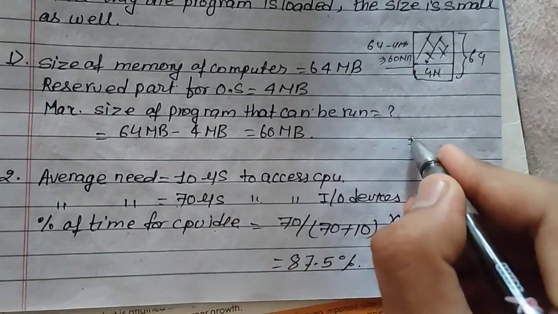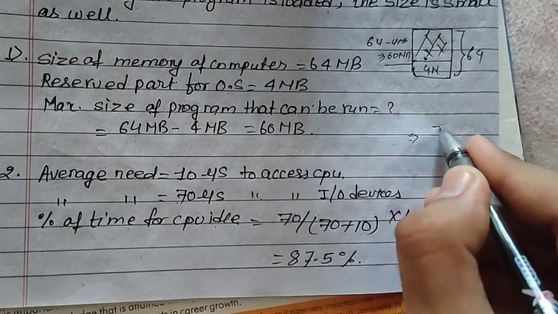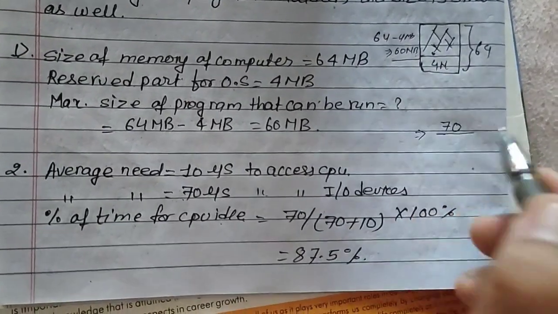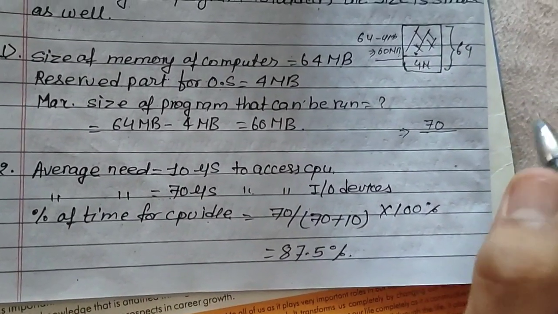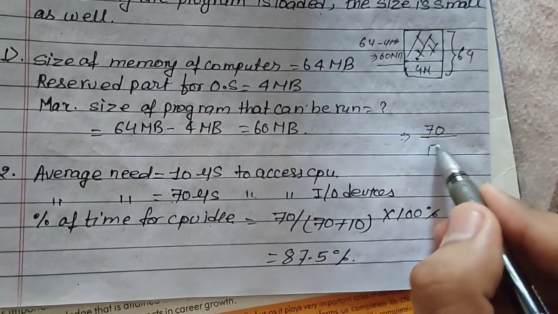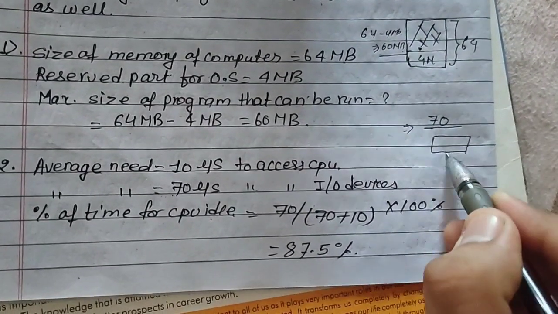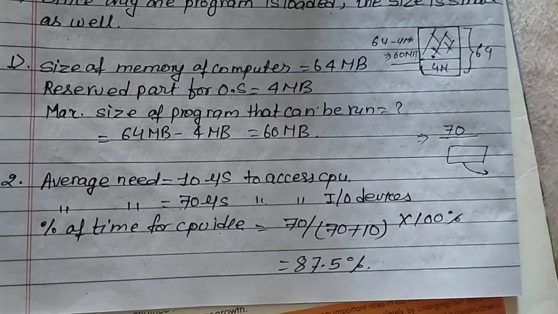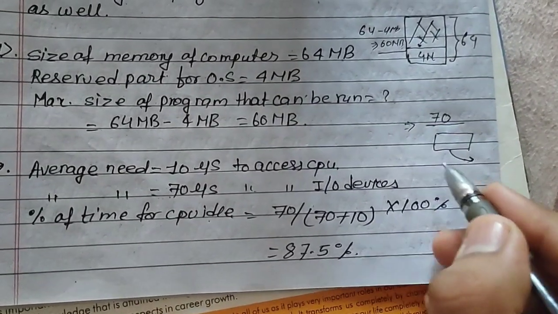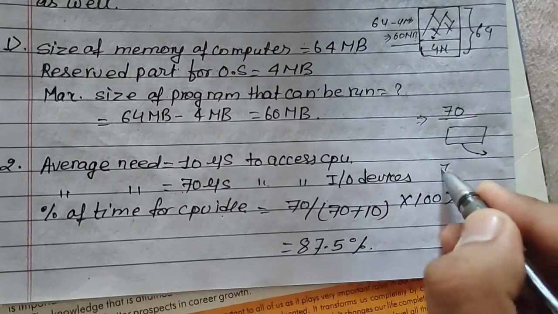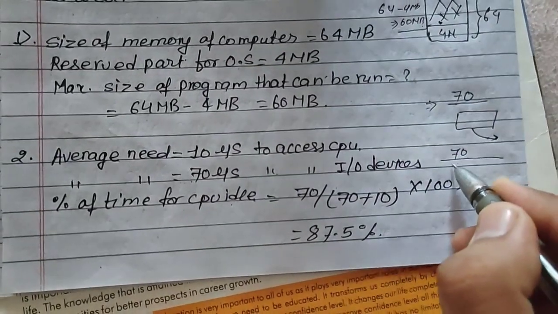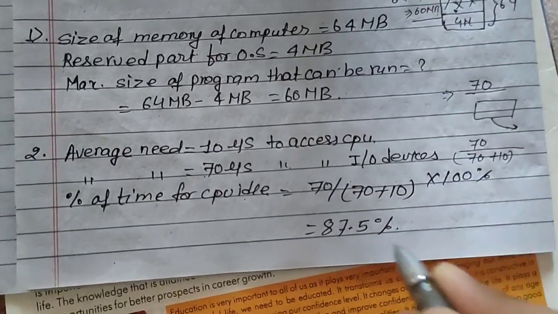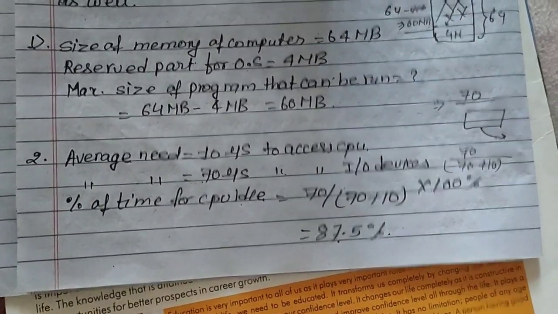In monoprogramming, the CPU goes idle when the program goes to the IO device instead of going to the CPU. The time taken for the CPU idle is the time taken for the IO device upon the total executable time. That is, 70 upon 70 plus 10, which is 87.5%.